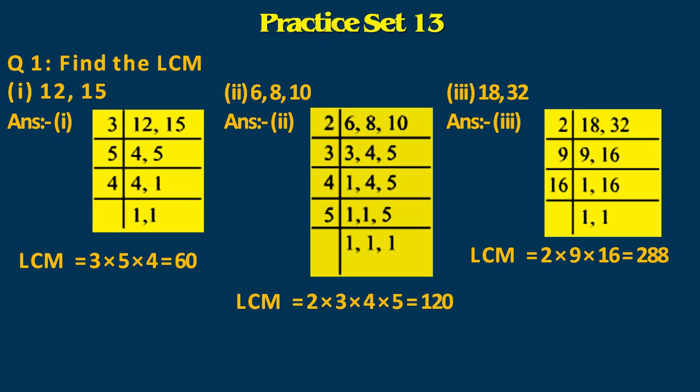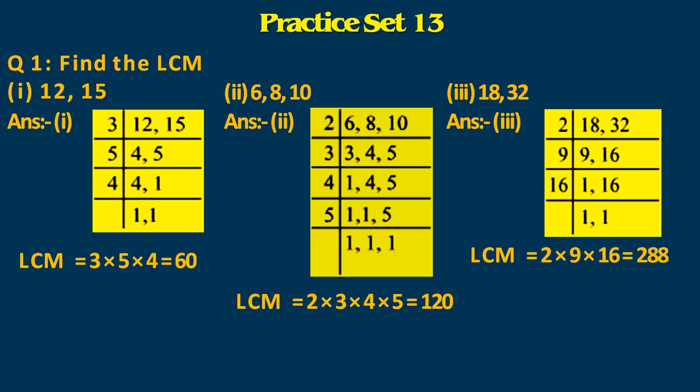18 and 32. Now the common factor for 18 and 32 is 2. 2 9s are 18. 2 16s are 32. Now 9 and 16 do not have any common factor. So 9 1s are 9. 16 will be taken down as it is. Again then 16 1s are 16.